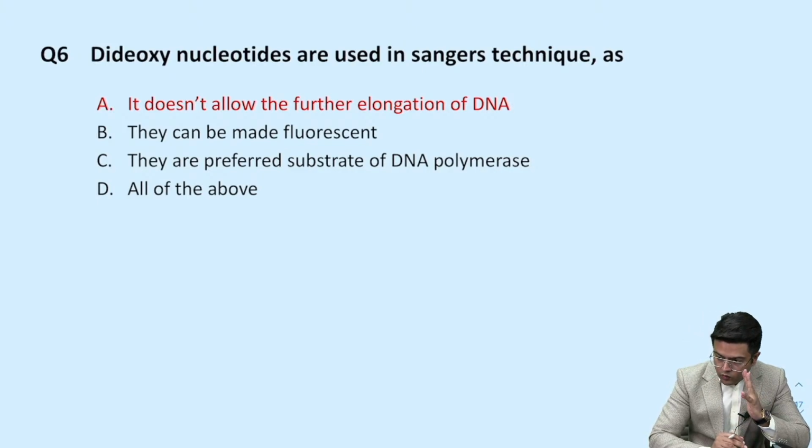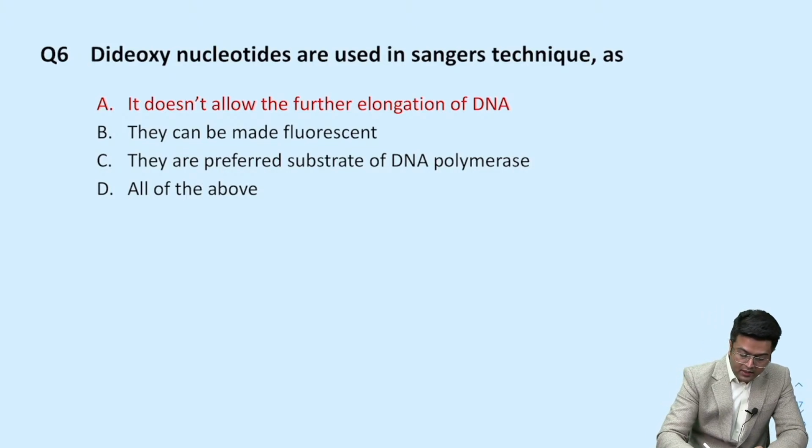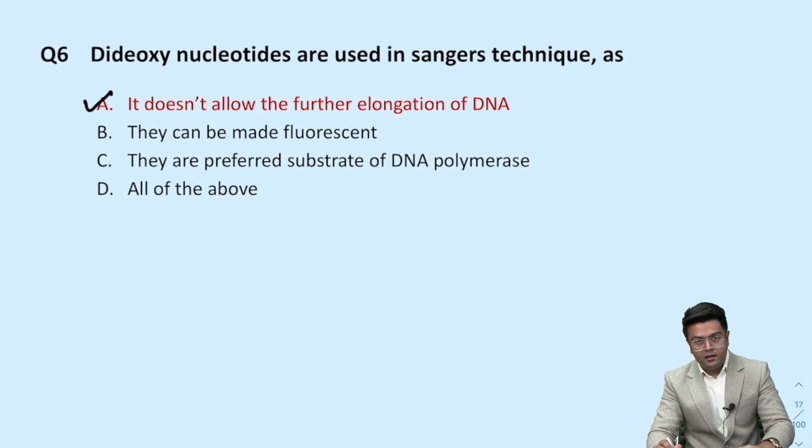So moving to our next question. Question number 6. Dideoxynucleotides are used in Sanger's technique. Why? Because the answer is given. It doesn't allow the further elongation of DNA. Answer is A. It doesn't allow the further elongation of the DNA. So the rest of the options we can ignore. They can be made fluorescent and others, right?